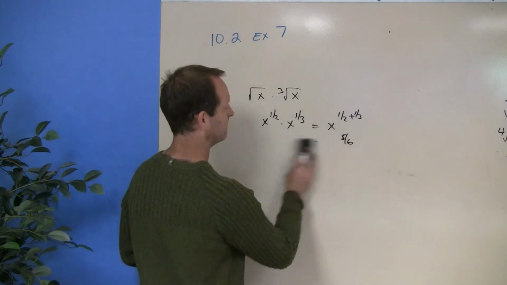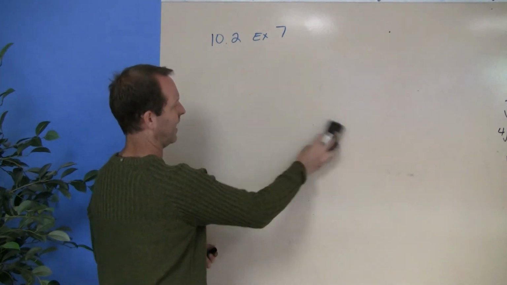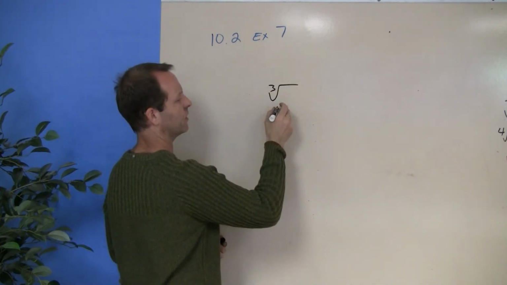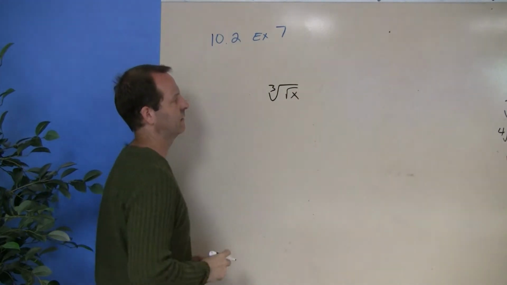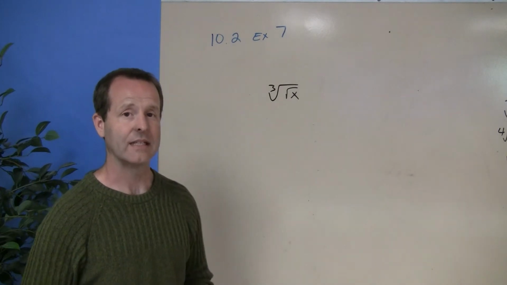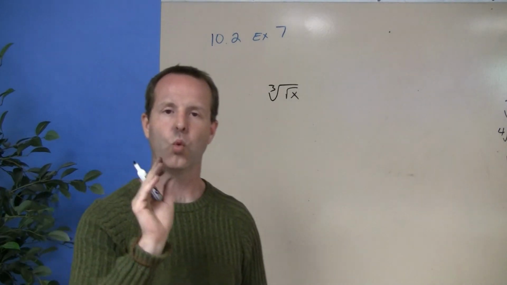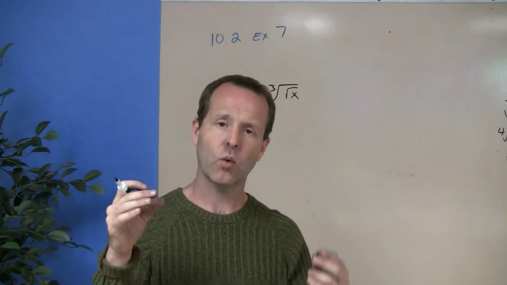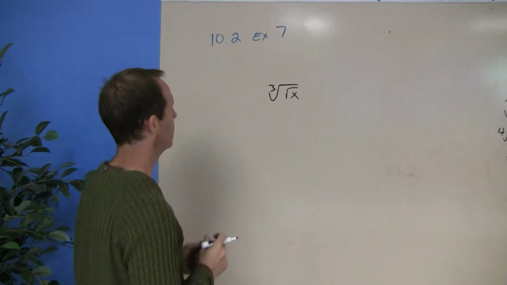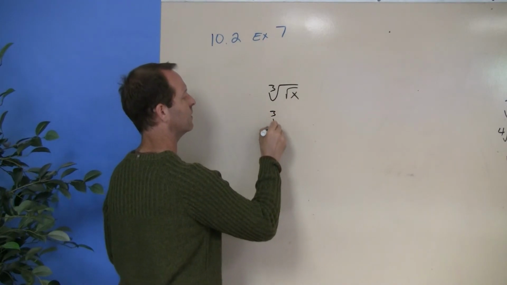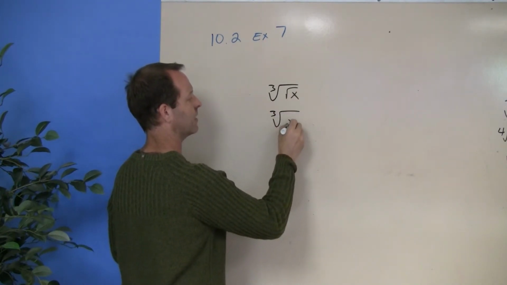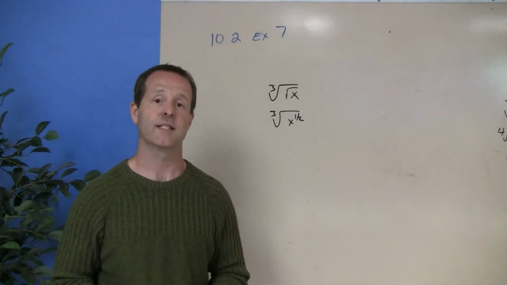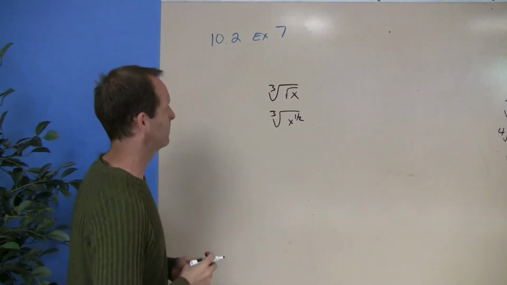And lastly, this last example in this section right here, the cube root of the square root of x. Yikes! What does that look like? Well, let's just take it one step at a time. And like usual, when there's something complicated, we work with the innermost part first. So I'm going to leave it as the cube root of x, but I'm going to make it x to the 1/2. Because the square root of x is the same thing as x to the 1/2.